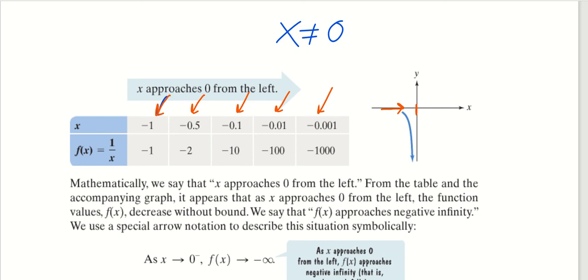If we plug in -1, we get out -1. If we plug in -0.5, we get out -2. If we plug in -0.1, we get out -10.